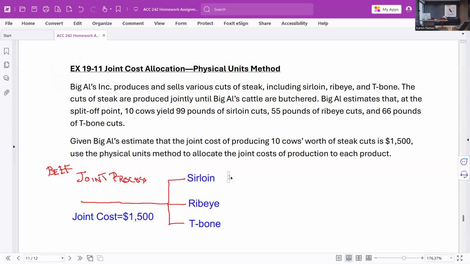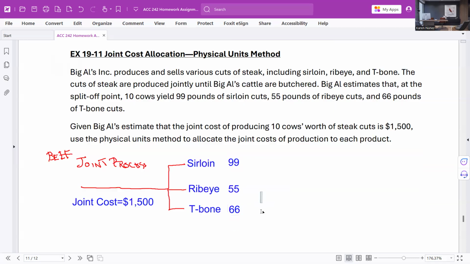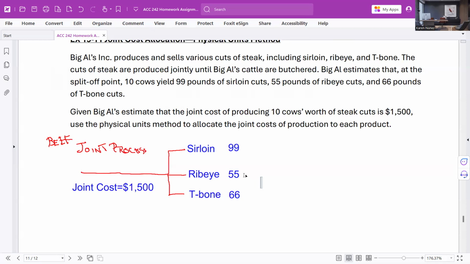And the 10 cows give them 99 pounds of the sirloin, 55 pounds of the ribeye, and 66 pounds of the T-bone. And all we're going to do is use the physical units to allocate. We don't care what they can sell them for. All we care about is the physical units to allocate these costs, right? That's how we're going to allocate the joint costs in this joint process.